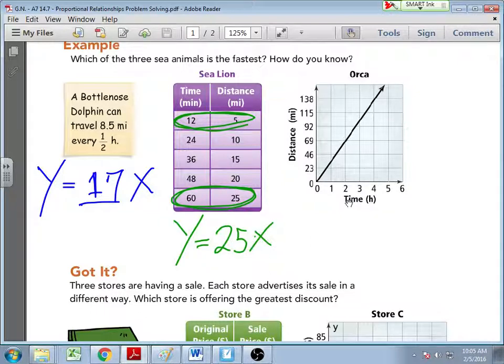And then for my orca, now my time is in hours, so just find your time equal to 1, go up to that point. That's kind of hard. That point's not perfect. What other point could I use and figure it out then, right? The 69 or the 2 and 69. Yeah, where it crosses at 2 hours and 69 miles, so what's half of that? 34.5? Yeah. So who's fastest? The orca. The orca.